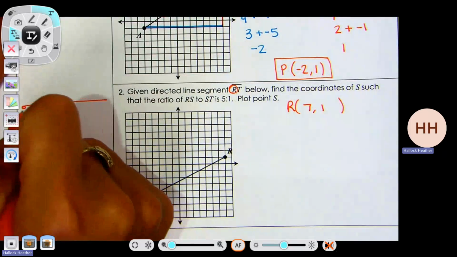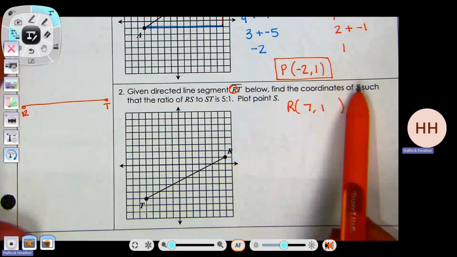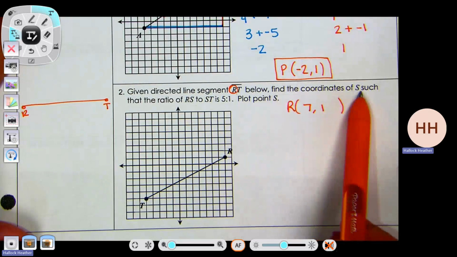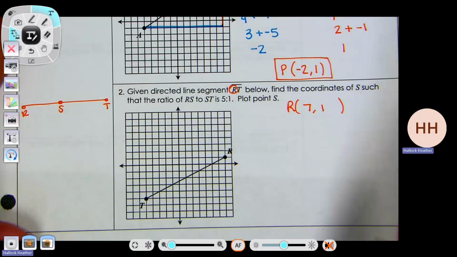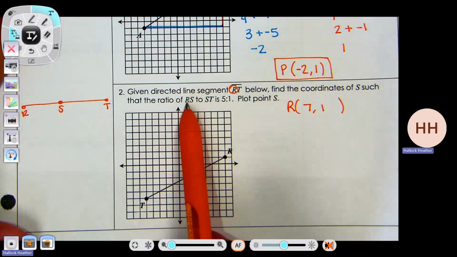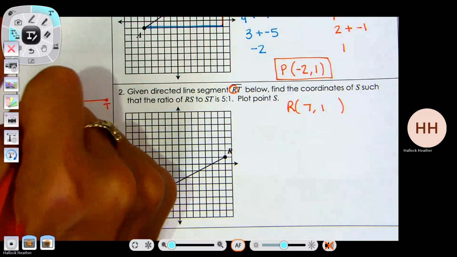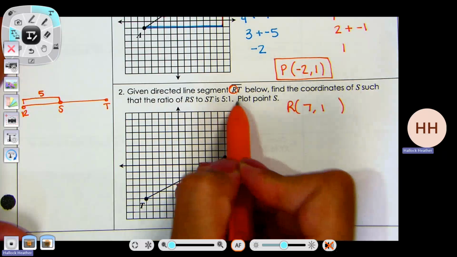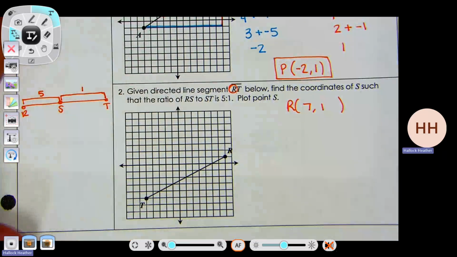Off to the side, I'm just going to draw a little sketch. I know RT is my segment, and S is in between, but find the coordinates of S. So S is my mystery point. I'm just going to put S somewhere here. And then it tells me the ratio of R to S is 5, and S to T is 1.